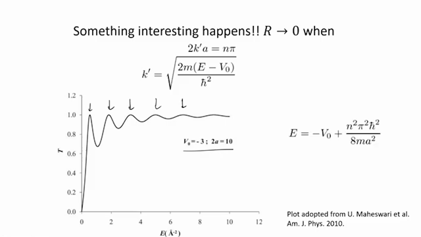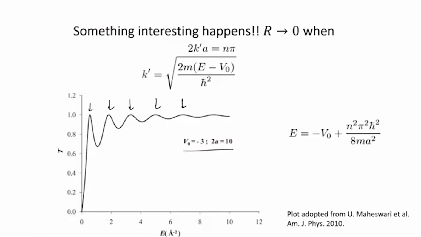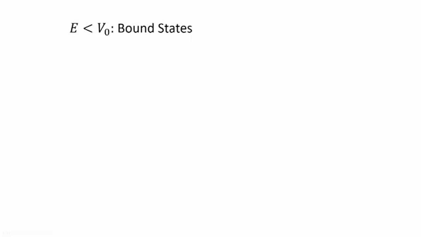The energy is still given by minus V0 because it has a minus V0 energy. You see that it's minus V0. So, it is a potential well. Okay. So, this is V0 and so on. So, it is minus V0 plus n²π²ħ² by 8ma², and so on. And E less than V0 are called the bound states. I will do it quickly.